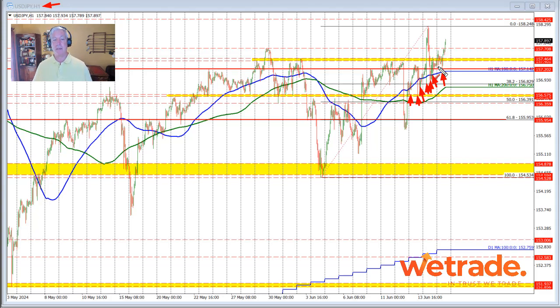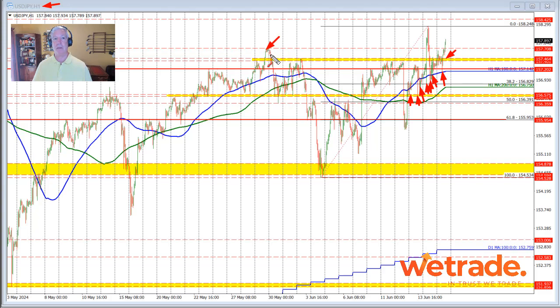Recall that last week the Bank of Japan did meet, and they refused to stop the buying of their Japanese bonds. They pushed that off until July, so pass the buck for another month to see what develops in their economy. So that is somewhat negative for the yen, and we're seeing that manifested in the trading here today.